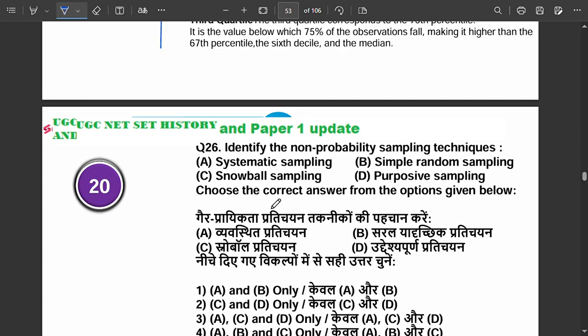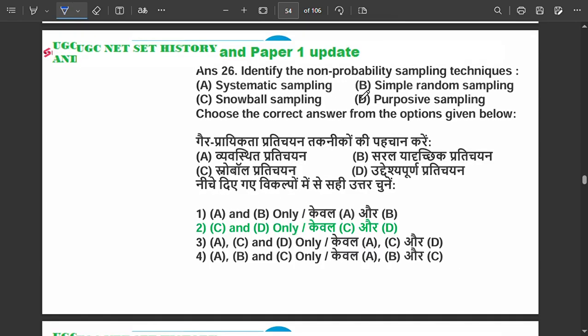Next, question number 26. Identify the non-probability sampling technique. Snowball sampling and purposive sampling was the correct answer. Systematic sampling and simple random sampling are probability sampling techniques. So A and B was incorrect and C and D was the correct answer. So option number 2 was correct.